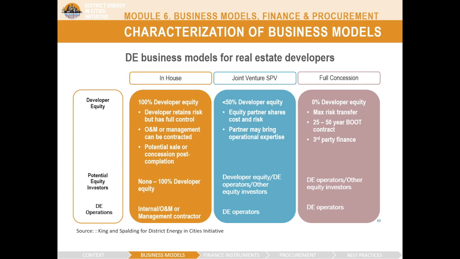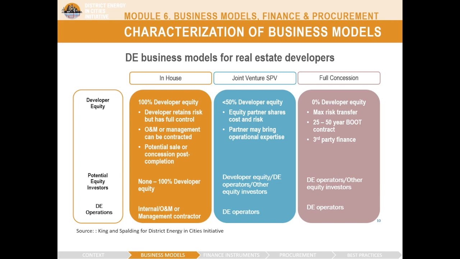As mentioned previously, a concession is a form of PPP where the government defines and grants specific rights to an entity to build and operate a facility for a fixed period of time. The government may retain the ultimate ownership of the facility and/or right to supply the services. In this model, the developers have 0% equity and hence maximum risk transfer. The contracts are usually 25 to 50-year BOOT contracts.